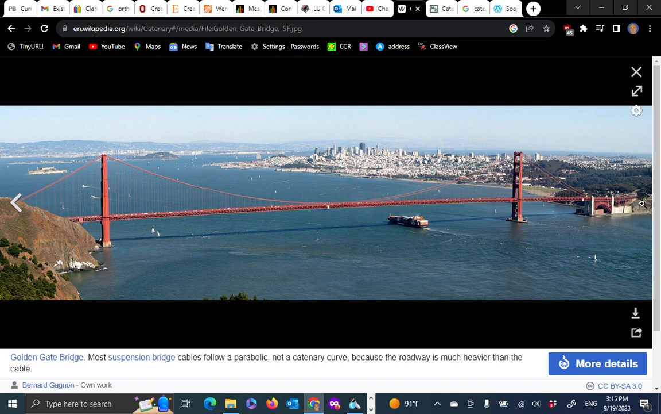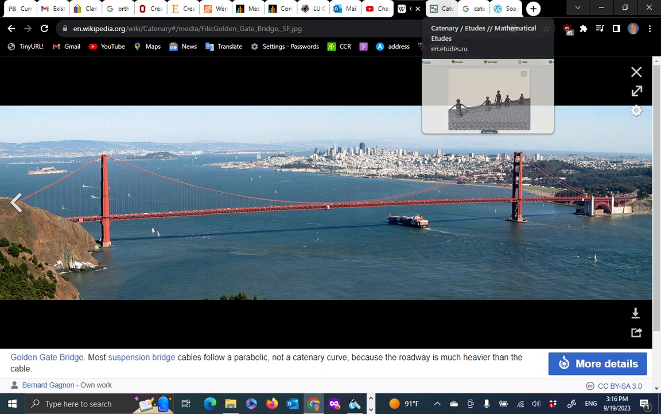For example, this is the Golden Gate Bridge, and the shape of this cable is closer to that of a parabola as opposed to a catenary. The reason for that is that this cable is supporting the road down here, and that road has perhaps equal weight per unit of length, and that forces the cable to take the shape of a parabola. So we have to be a little bit careful on that.